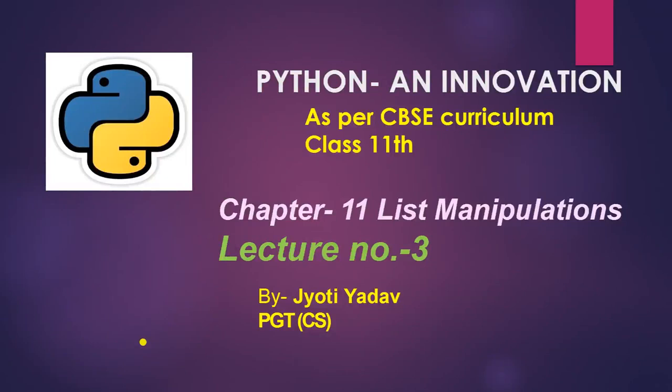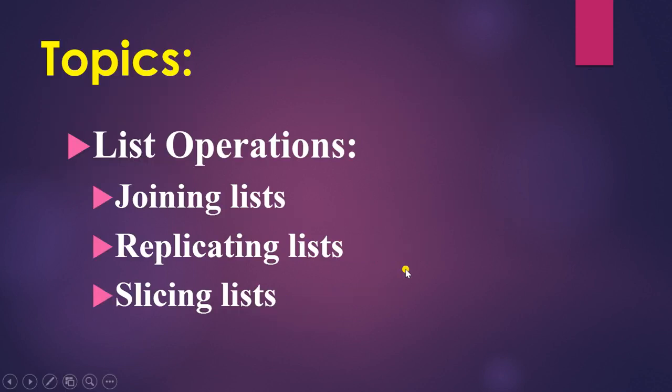Hello 11th class. This is your lecture number 3 from your chapter list manipulations. In the previous class you learned how to create a list, how to access a list, and what the eval function is. In this class you will learn about list operations. There are three operations: joining list, replicating list, and slicing list.